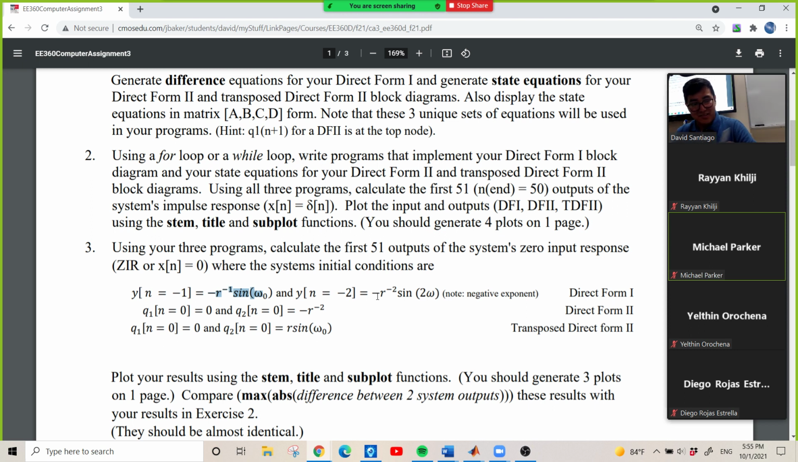You're going to have to. I just told him no. I said no, you didn't get it right. N is equal to minus 2. There we go.